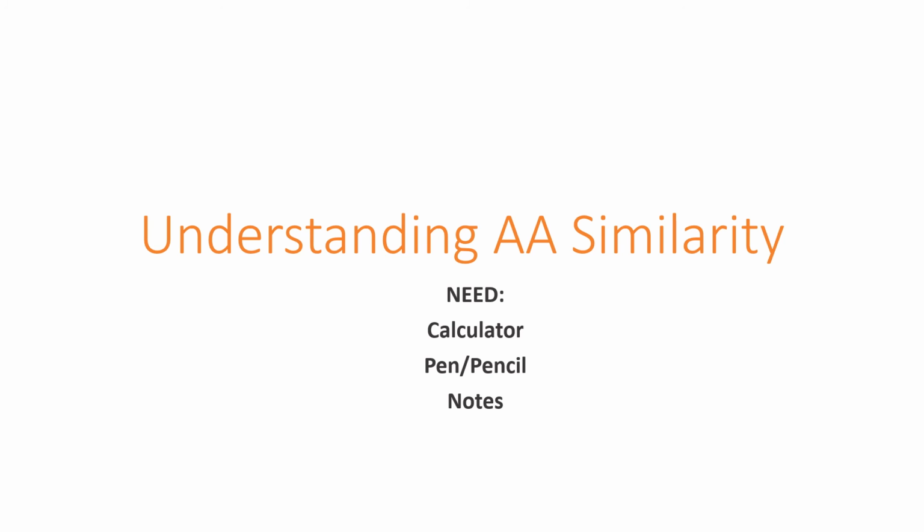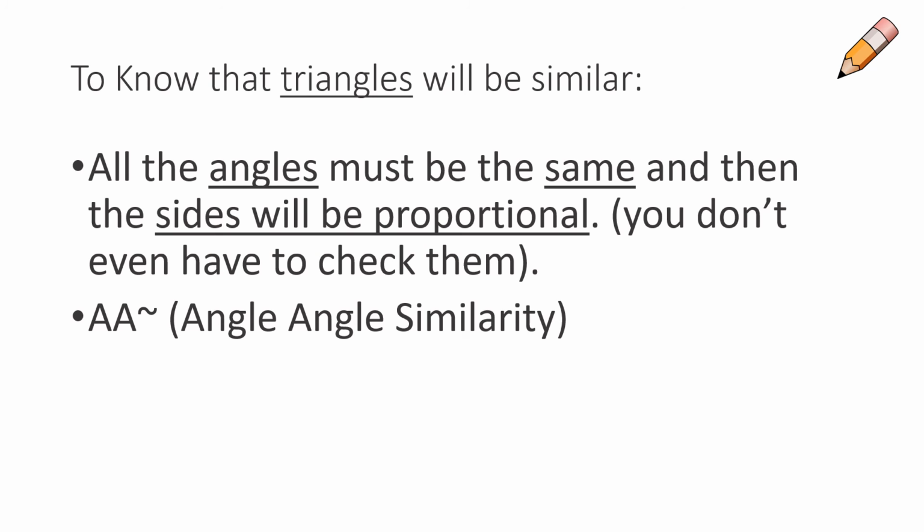Hello, ladies and gentlemen. Today we're going to talk about AA similarity and what that means. You're going to want a calculator, a pen or a pencil, and your foldable that was given to you in class. So to know that triangles will be similar, we need to know that all the angles must be the same. If you know that all the angles are the same, then the sides will be proportional, you don't even have to check them.